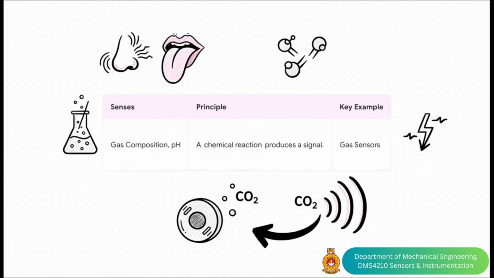And finally, how does technology smell or taste? Well, that's where electrochemical transduction comes in. In this case, a very specific chemical reaction involving the exact substance you want to measure, like carbon dioxide or maybe an acid, produces a measurable electrical signal. So a CO2 sensor, for example, creates a current that is directly proportional to the amount of that gas in the air. This is, quite literally, technology's sense of smell.